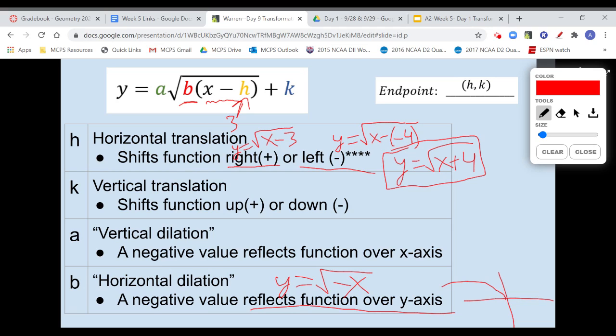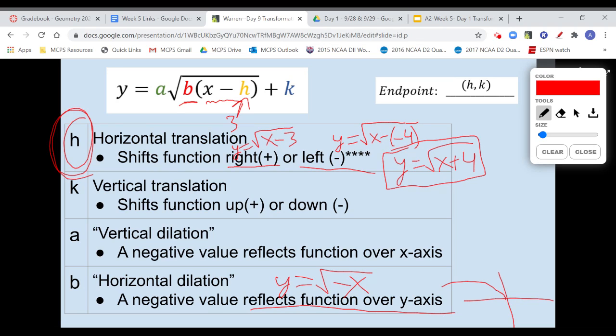So that's why these asterisks are here. H works in the opposite way of everything else. So when you're looking at H, you're thinking about the opposite of what you expect based on the symbol, the addition or subtraction symbol that you see.